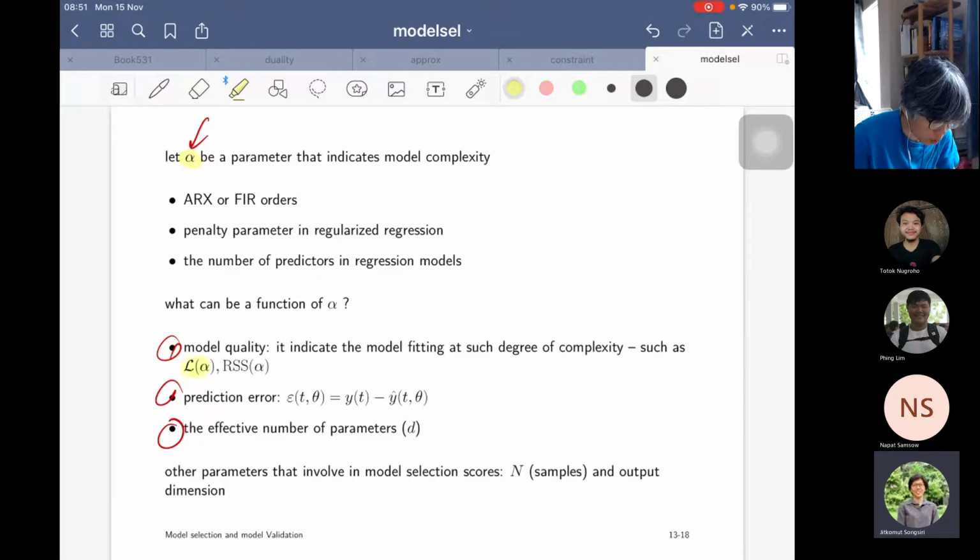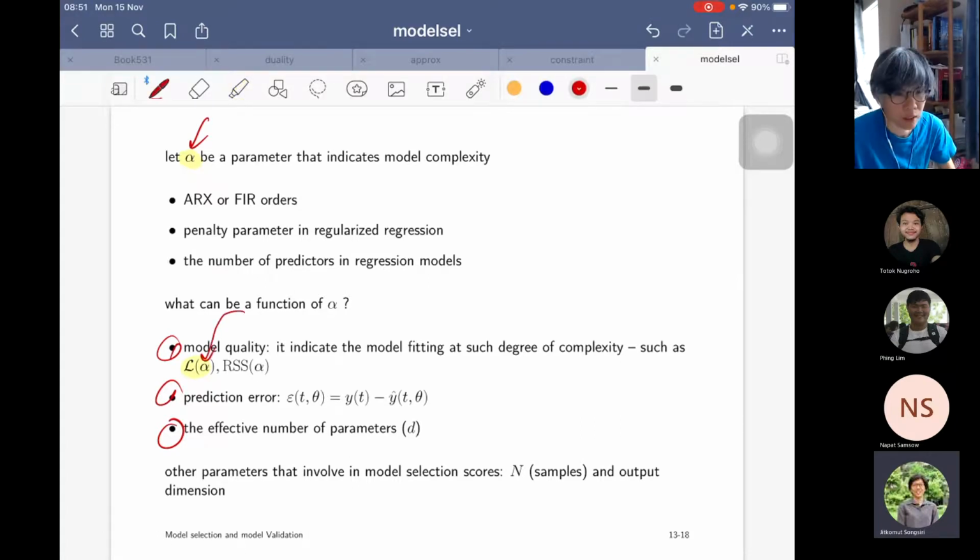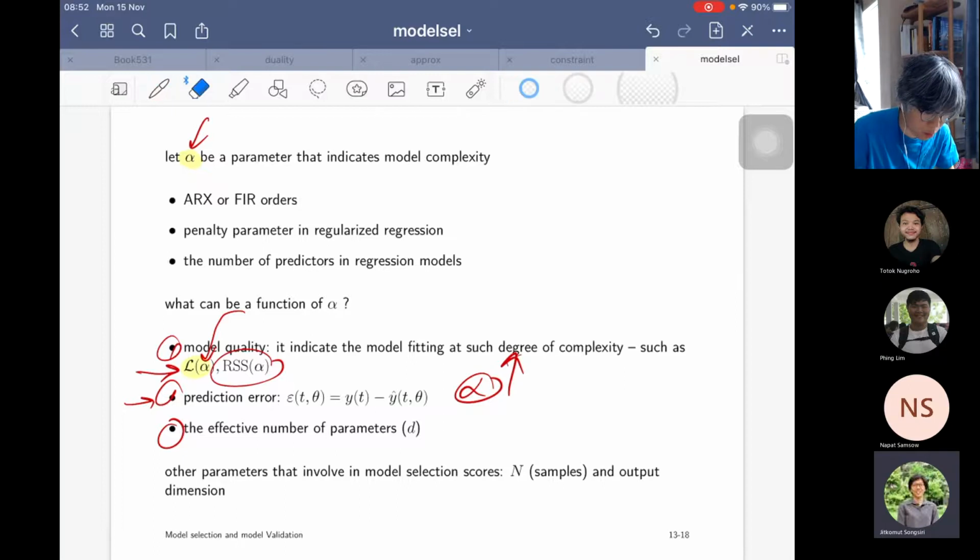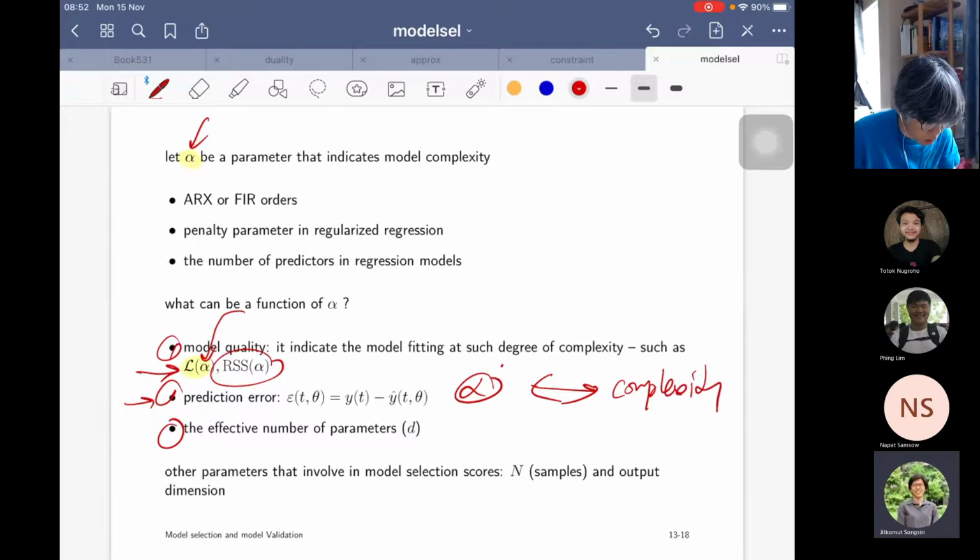I'm going to use L alpha to indicate the log likelihood of your model at the degree alpha. When I choose a particular model complexity, that is how my log likelihood has this value or that value. So I'm going to put everything as a function of alpha. Secondly, the prediction error is also a function of alpha. I try to emphasize this: it doesn't mean that alpha has to be high when the model is complex. It's just that there's a relationship between alpha and model complexity. And of course, when the model is complex, prediction error is supposed to be small in some sense, in the norm sense.